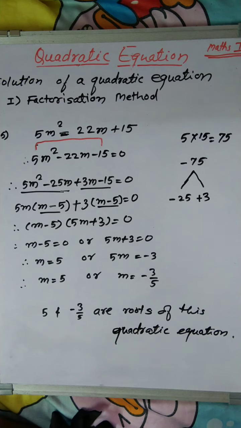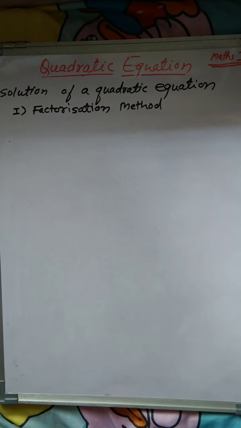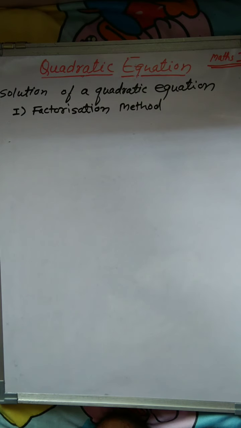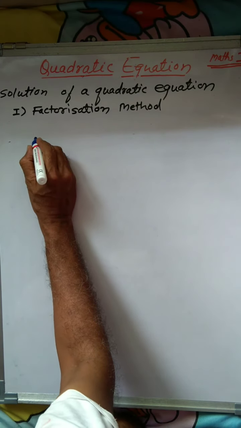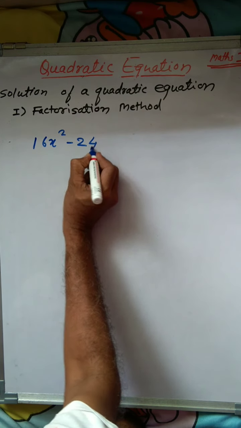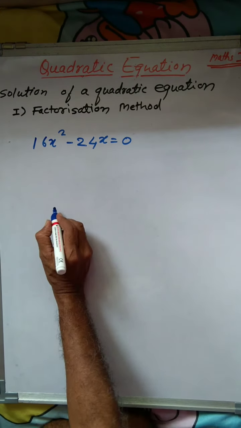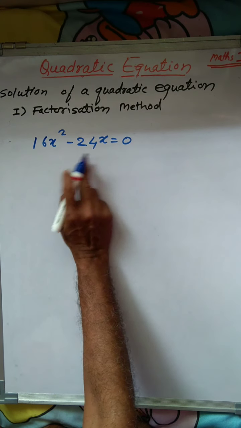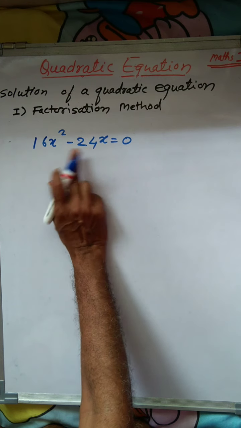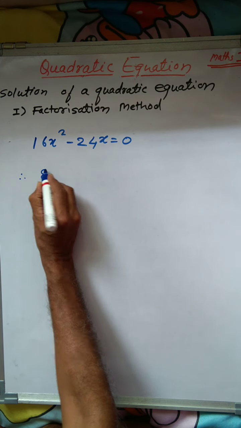Now we see another type of example. So students, let's see another example. 16x square minus 24x is equal to 0. Here in 16x square and 24x, we get x common and 8 common, therefore 8x.